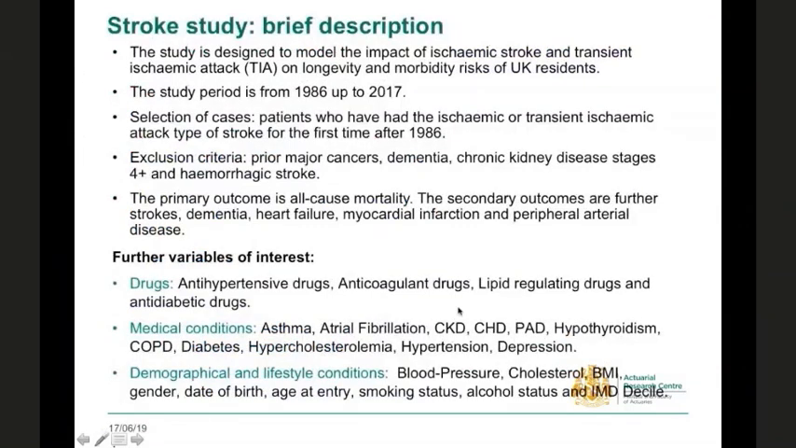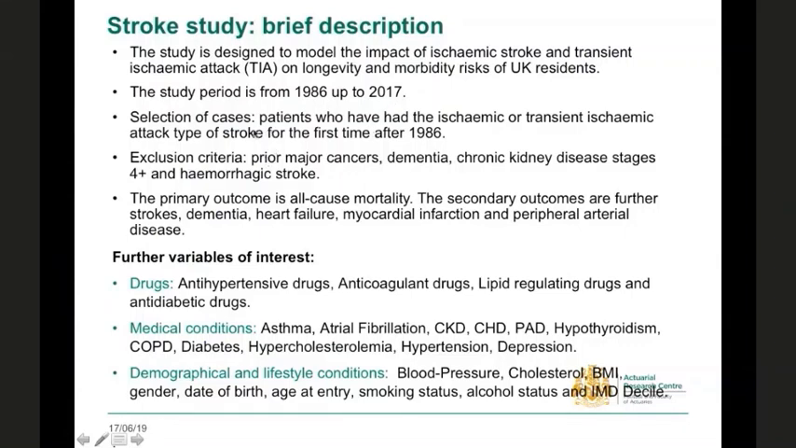Now, a brief description of the stroke study. This study has been designed to model the impact of ischemic stroke and transient ischemic attack on longevity and morbidity risk in UK residents. The study period spans from 1986 to 2017.